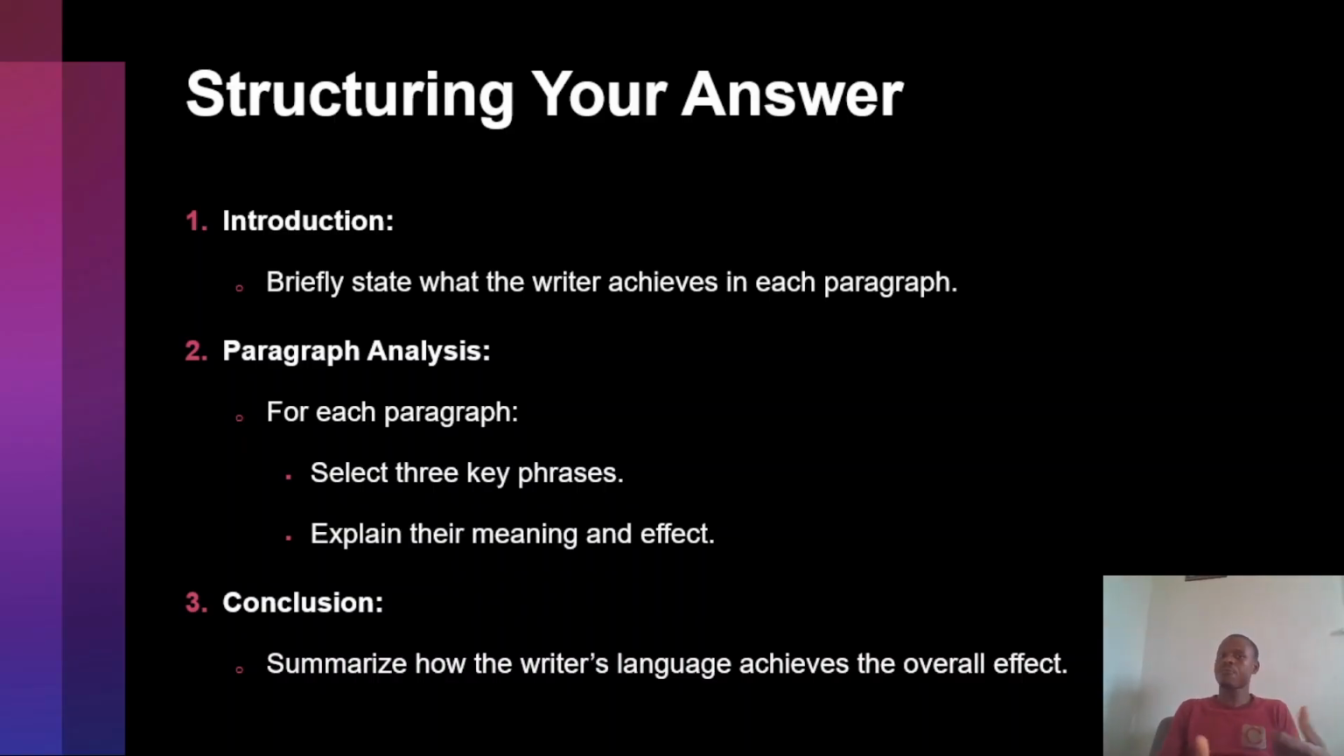As you have in this paragraph, and for paragraph 15, you're still going to be having almost as much, if not more, than that. But you are only expected to pick three out of the whole lot. So it shouldn't be too difficult for you to do, should it? Good. Now you are to select three key phrases like I've mentioned, then go on to explain their meaning and effect. Then, of course, when you've done all that, you summarize how the writer's language achieves the overall effect.